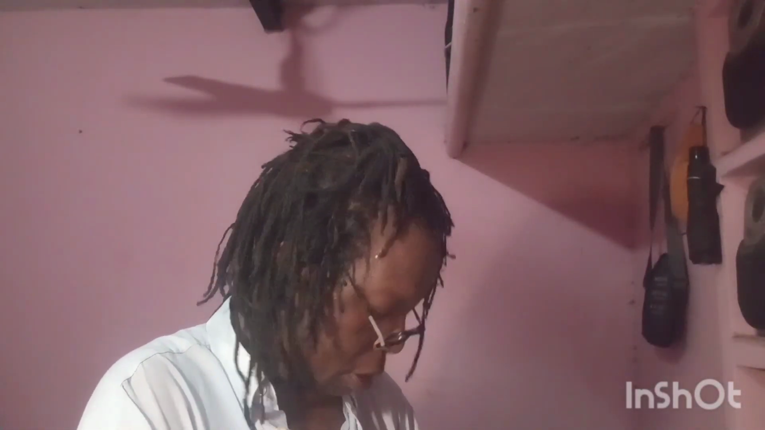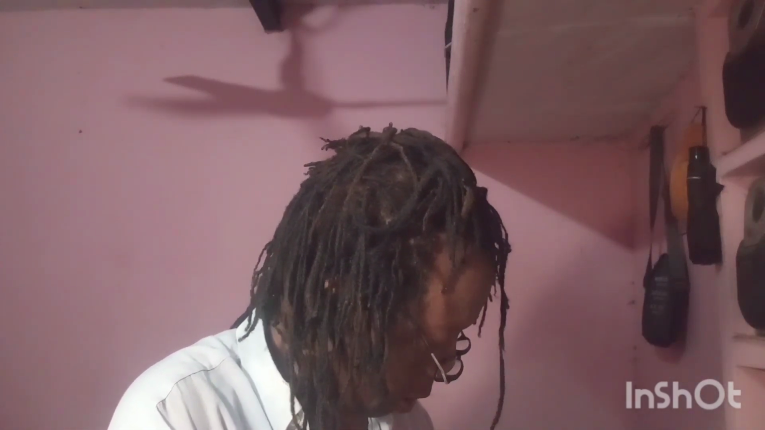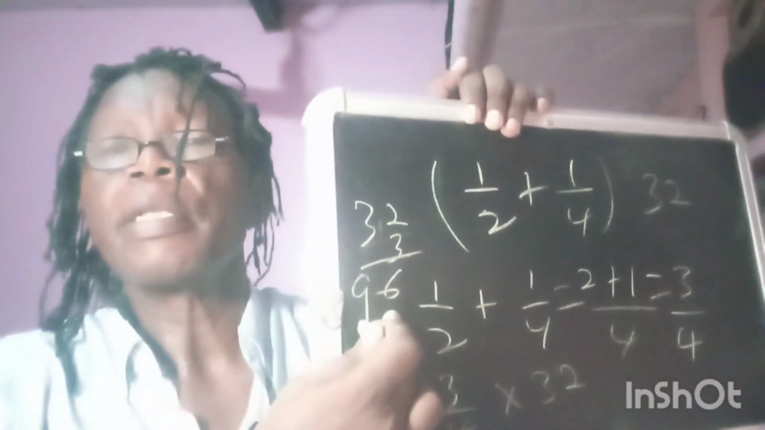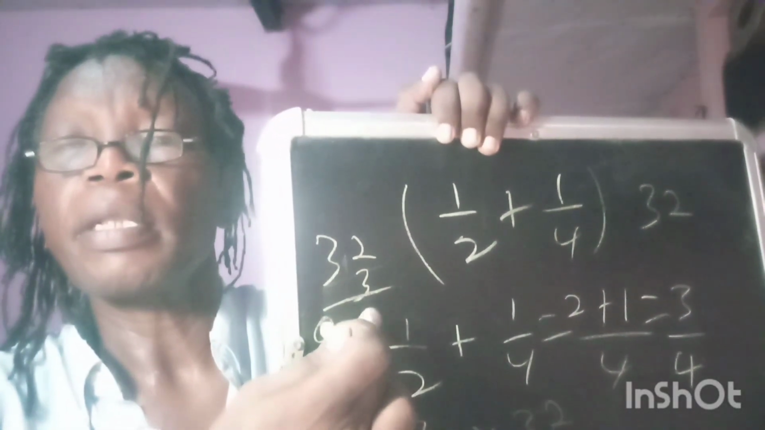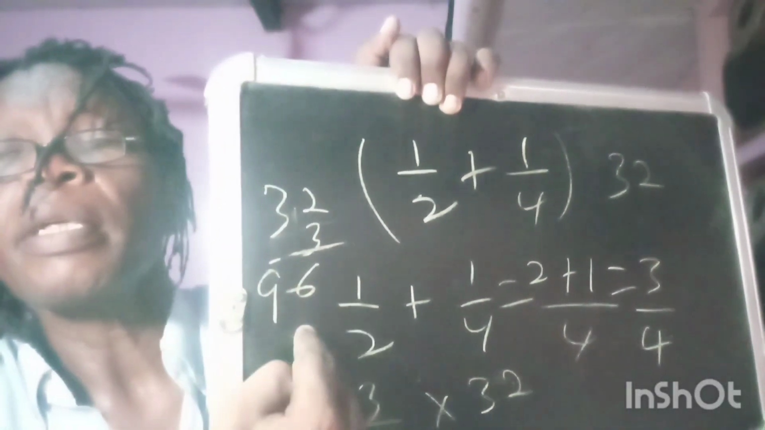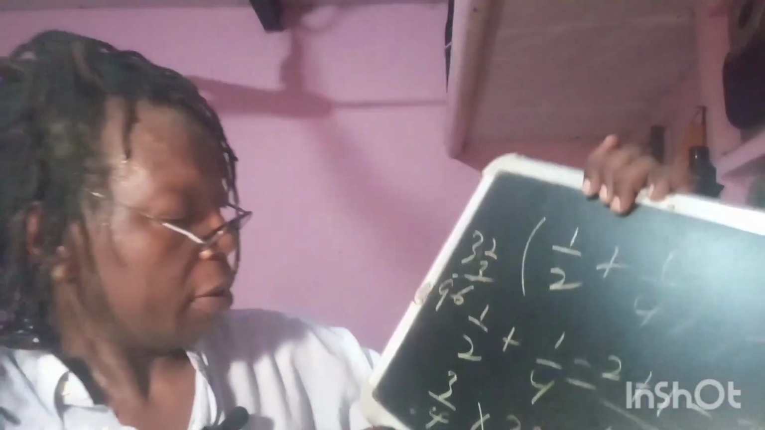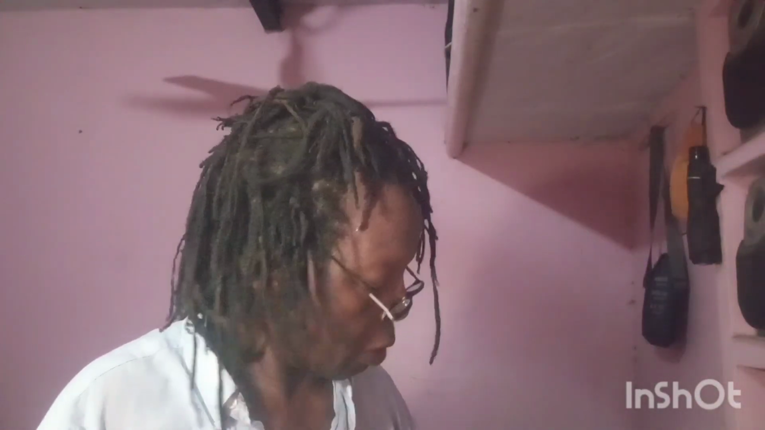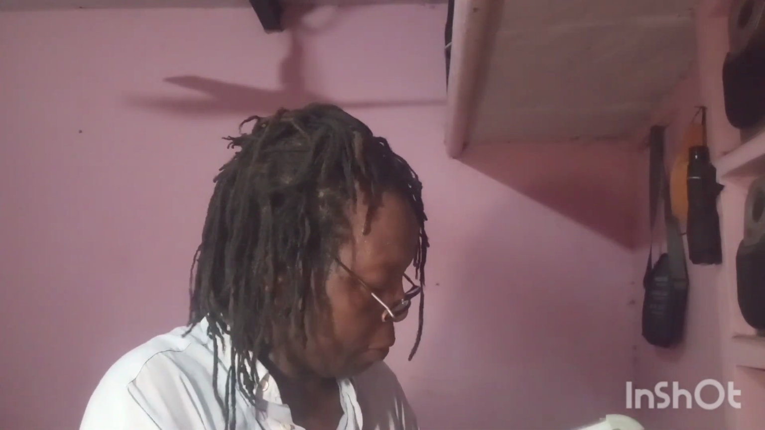32 times 3. I'll show you. Actually, I'm calculating first, then I'll show you. 6 is 96, right? 32 times 3. The answer is 96. The answer is 96 divided by 4. So 96 divided by 4.